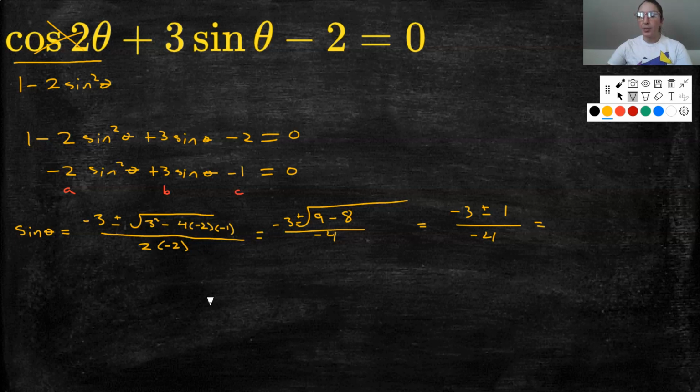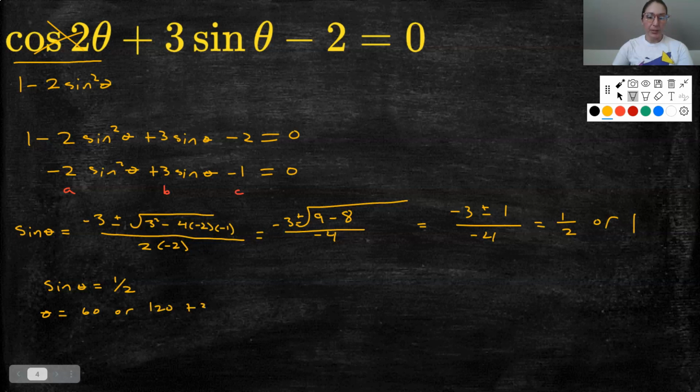So sine of theta is going to equal negative 3 plus 1, which is negative 2. Negative 2 over negative 4 would be positive 1/2. Or negative 3 minus 1, that'd be negative 4 over negative 4. That's going to give me a positive 1. So sine of theta equals 1/2. Then theta is equal to 60 or 120, and of course this is plus 360k, both of these. In radian measure, pi over 3 or 2 pi over 3, plus 2 pi k. Each one of these would be plus 2 pi k. I'm just lazy and shorthanding it over here.